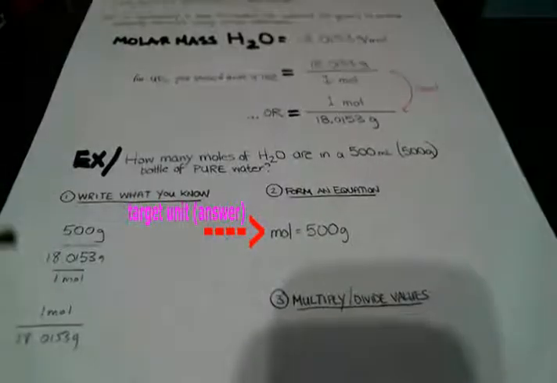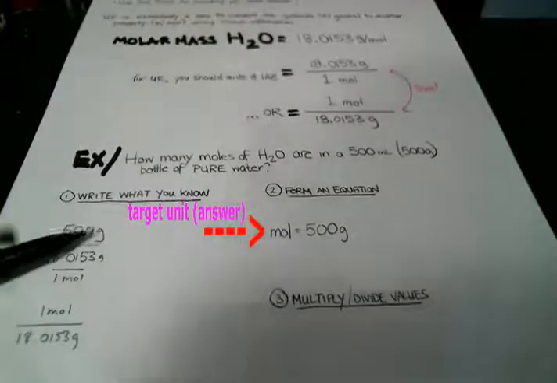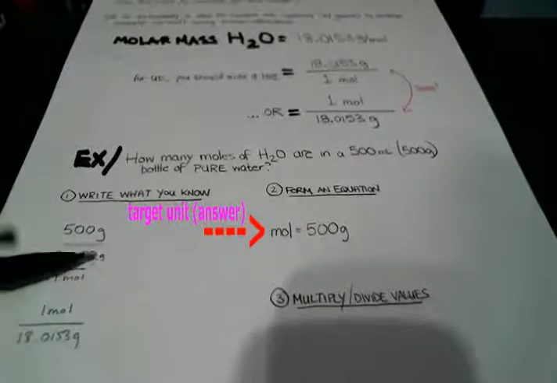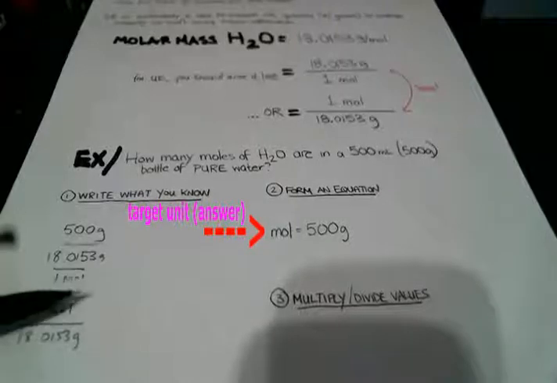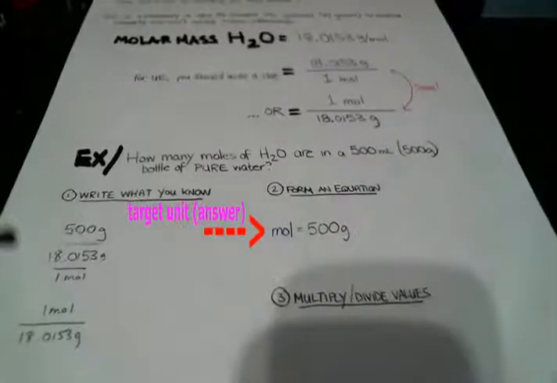I have 500 grams. In most cases, you're only ever going to have one quantity that has just what I call a single unit. Whereas these ones here have 2 units, right? This 18.0153 is a gram per mole. It has 2 units attached. So we can't start with that. We have to start with a quantity that we know that has just one basic unit attached, 500 grams.